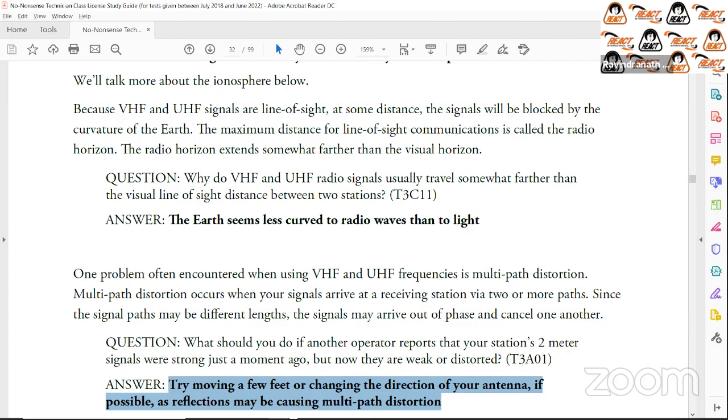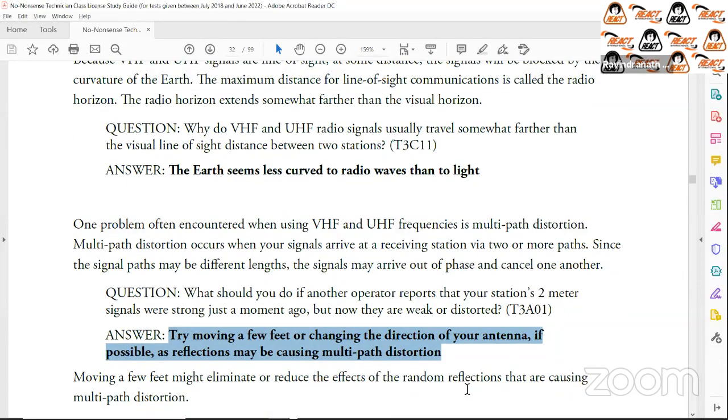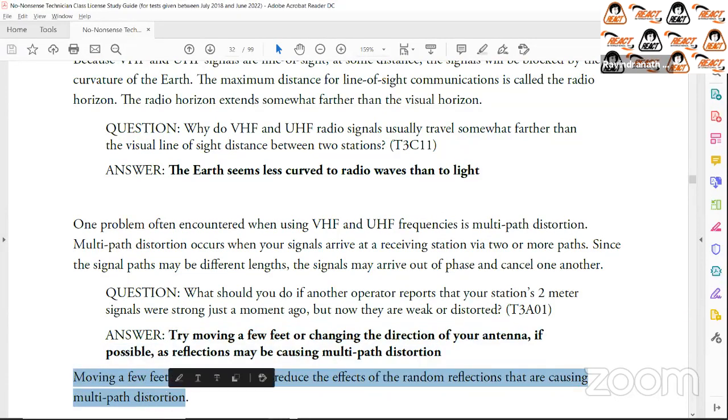So those of us who are accustomed to using radio, sometimes we come across distorted signals and you may hear a net control operator or the other radio operator say, could you move or shift a little bit? And then you take 2 or 3 steps. If you're in your yard, you make 2 or 3 steps forward or backwards or to the side. And then when you move, the person tells you, yes, your signal now is loud and clear. And you're wondering, well, how come? Well, it could be as a result of multipath distortion that caused your signal to be distorted, right? And they just re-emphasize that moving just a few feet might eliminate or reduce the effects of random reflections that are causing multipath distortion.